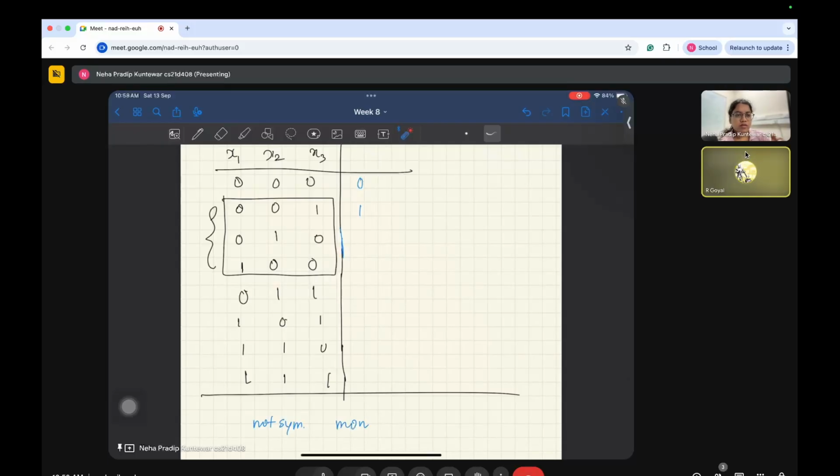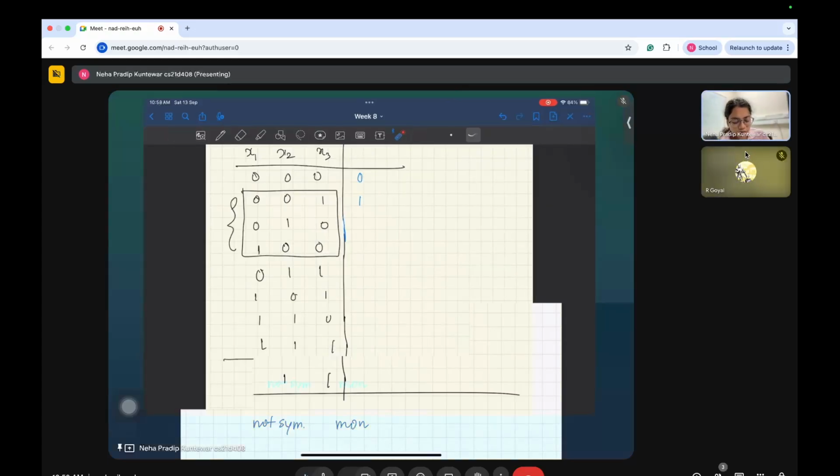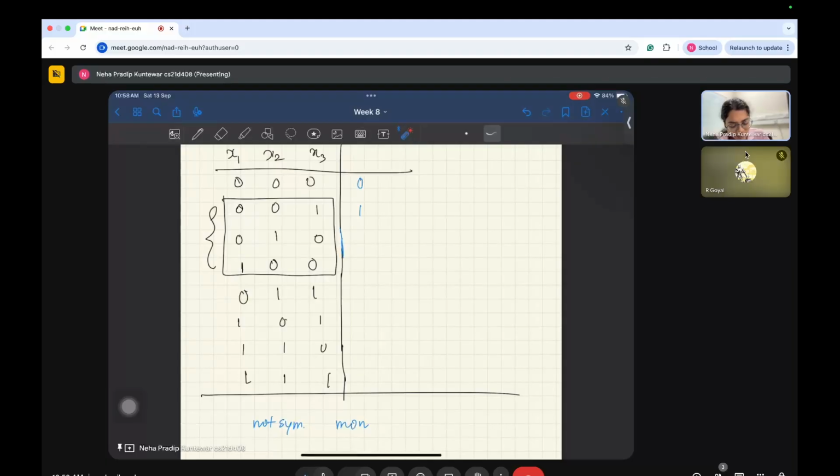So if I write the function values, then okay. So, you are right. In this block, if the function were symmetric, then all these three values should have been the same. But I want to construct a function which is not symmetric.